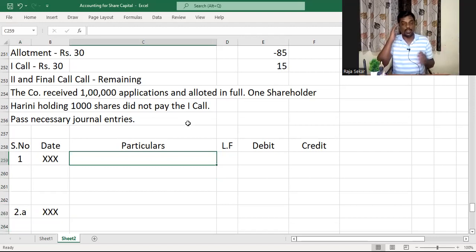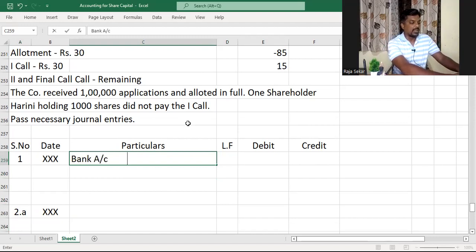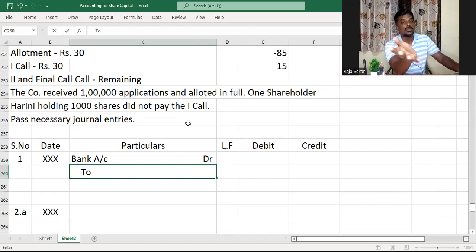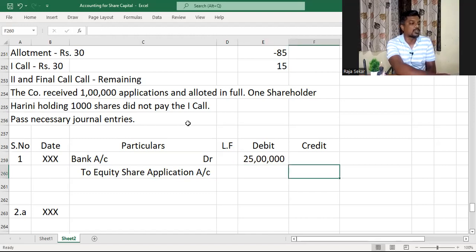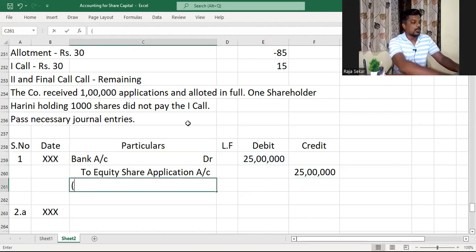The first journal entry is going to remain the same. We have received the application money, so the journal entry is bank account debit to equity share application. The logic behind that has been already explained in many videos earlier. In case you don't understand the logic, please refer to the video which talks about the journal entries for issue of shares. Equity share application account will be the number of applications received into application money per share, which happens to be 25 in this case, and therefore it is 1 lakh into 25, 25 lakhs. Application money received.